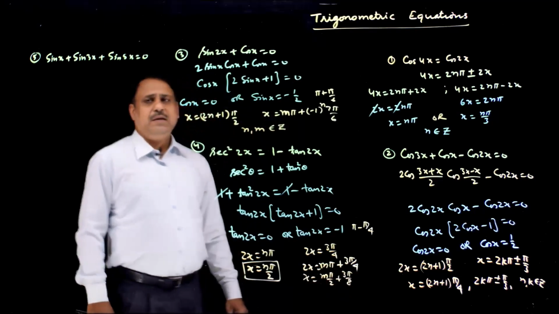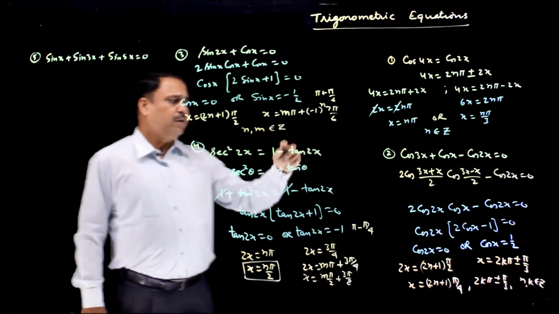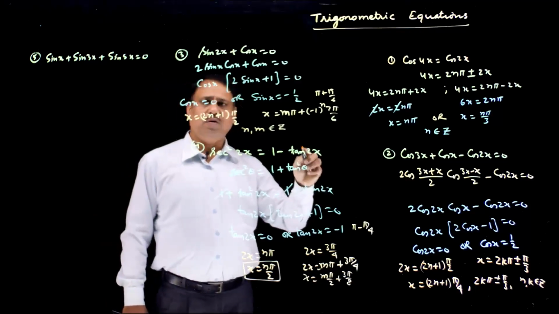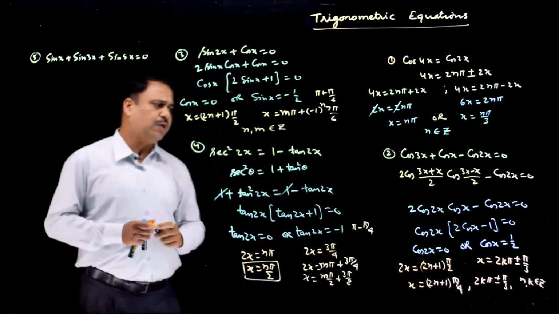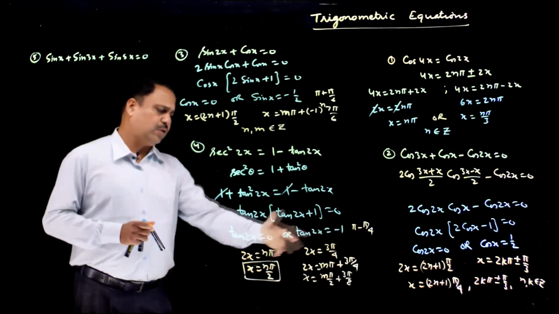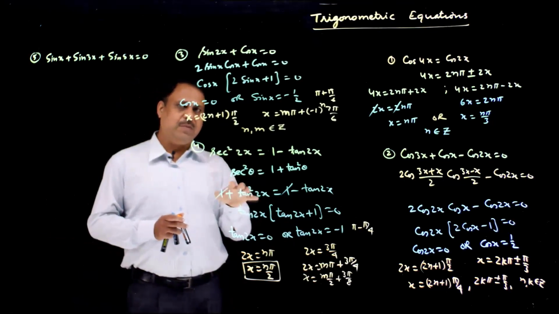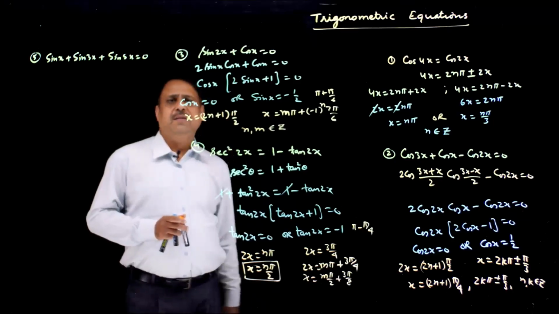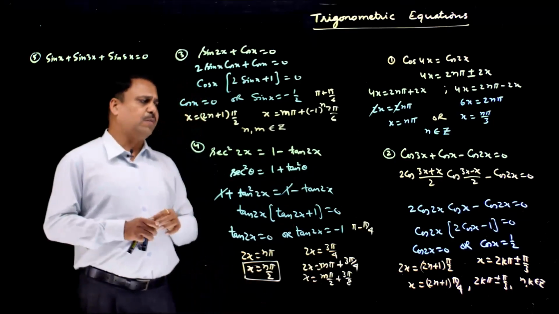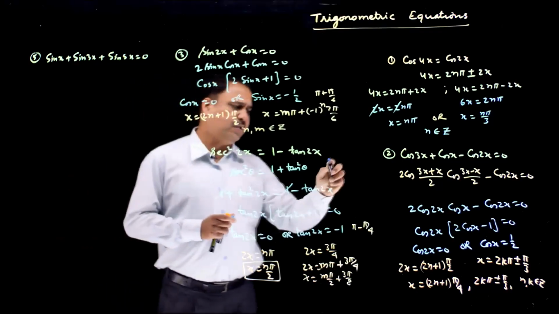Remember here one thing, domain is very important. In this case 2x cannot be an odd multiple of pi by 2. So that we have to remember, which is not the case in both. Domain I am talking about. While tan 2x is in the domain, 2x cannot be a multiple of pi by 2. That is very, very important thing.